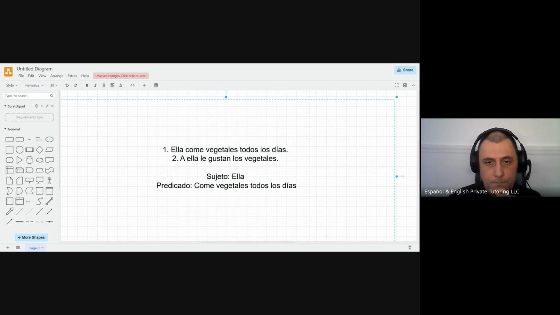Okay. So why is ella the subject? Who is eating? She. So she is the one performing the action to eat. And why is the predicate come vegetales todos los días? Because the predicate includes the verb or any other verbs and anything that explains the action of the verb.